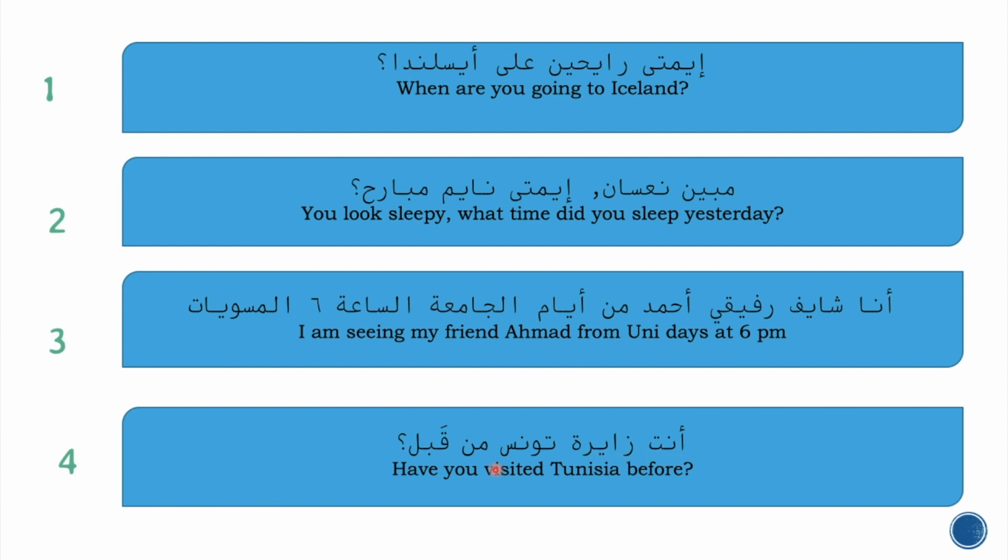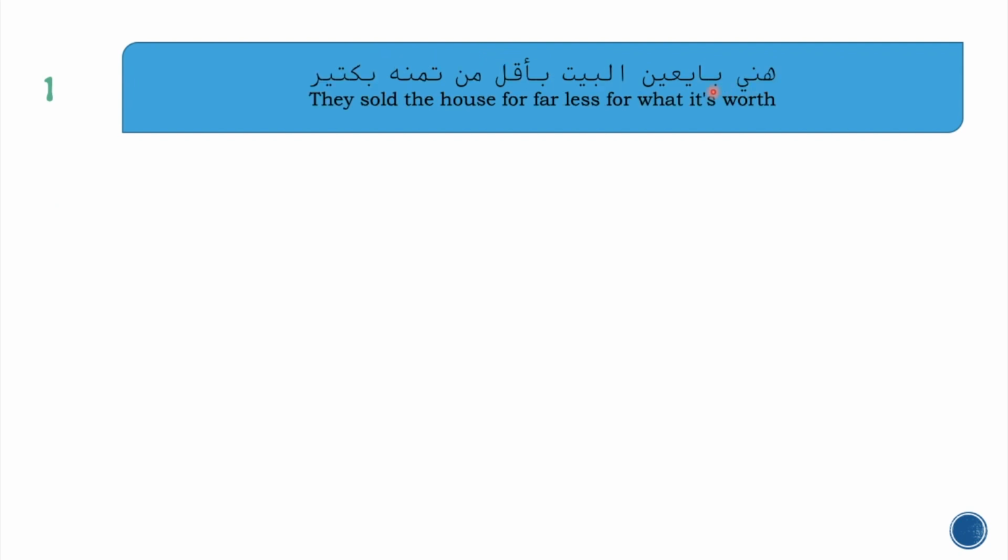أنتِ زايرة تونس من قبل؟ Have you visited Tunisia before? هن بايعين البيت بأقل من ثمنه بكتير. هن بايعين, they sold. البيت, the house. بأقل, by less. من, from. ثمنه, its price. بكتير, by far.